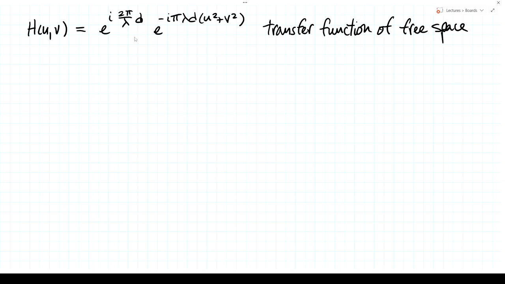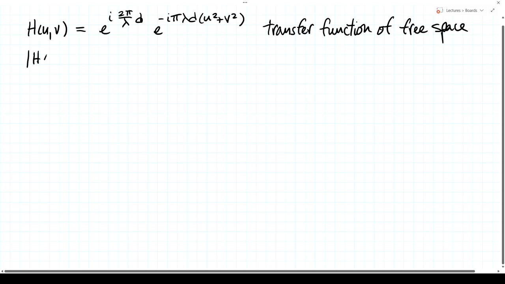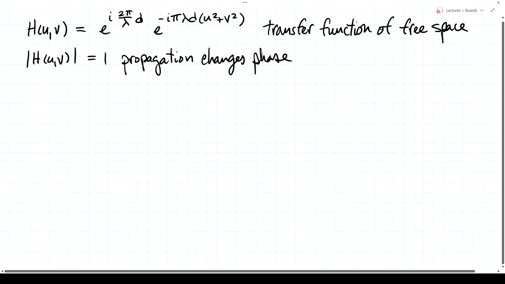One of the things we can see immediately is that the magnitude of H of u and v is equal to 1 for all u and v. And physically, that tells us that while propagation changes the phase of a plane wave, it does not change the amplitude. And that's just for a plane wave. So that's physically how we can interpret that.